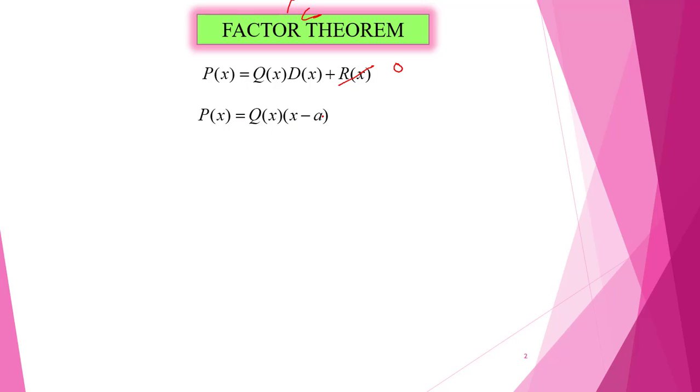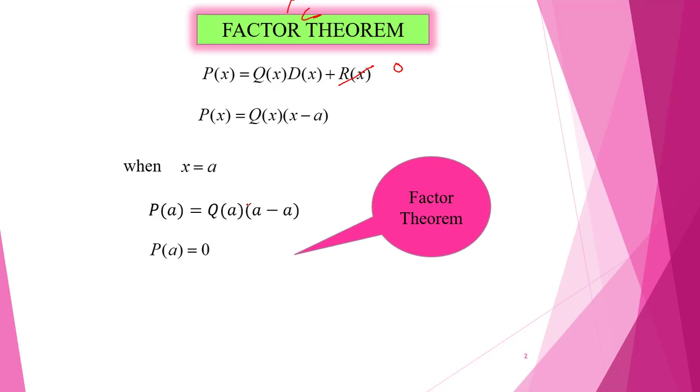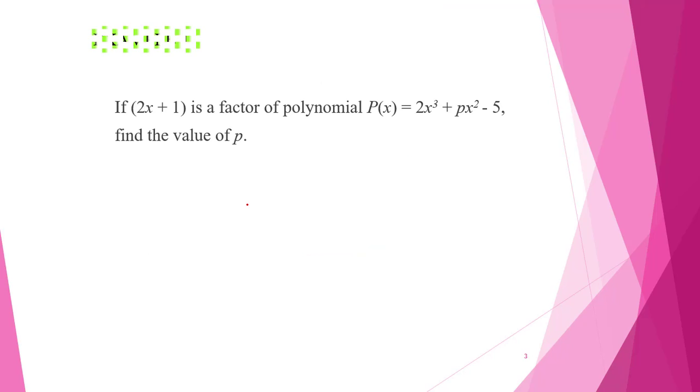Then if we substitute the value x equal to a, we will get p of a is equal to q of a times a minus a. So a minus a is going to be 0 and everything would be 0. So p of a is equal to 0. So this is the factor theorem. Let's go through the first example.